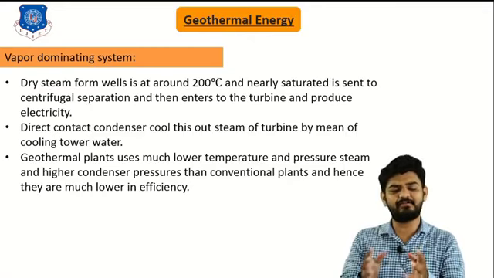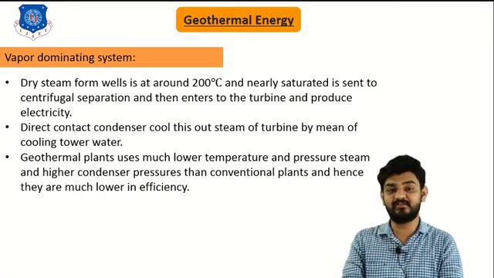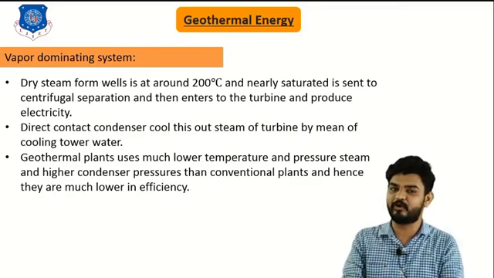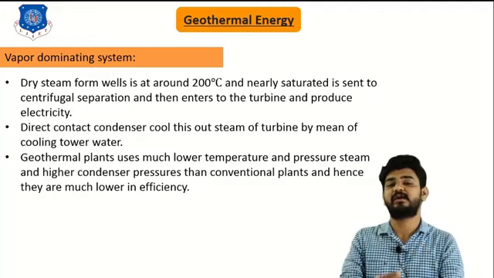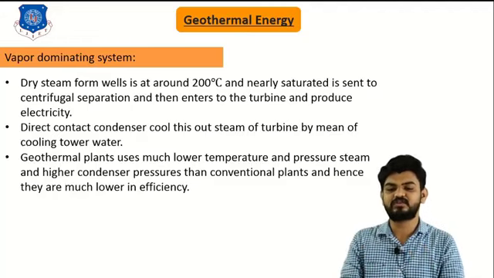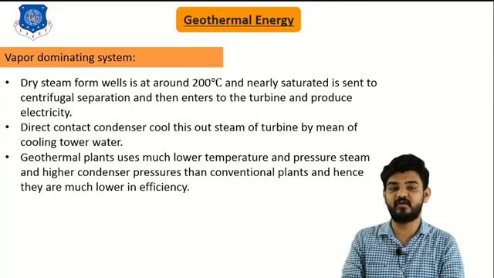We have kept a direct contact condenser for this case, so that we can directly convert this steam into liquid form, and we re-inject the brine coming from the turbine into the earth's crust. So, this is how a typical vapor dominating system works.